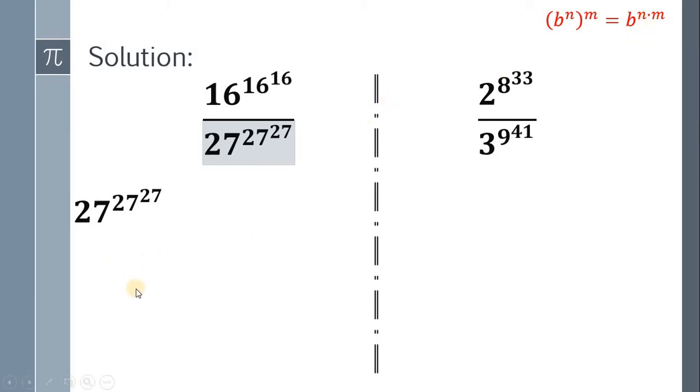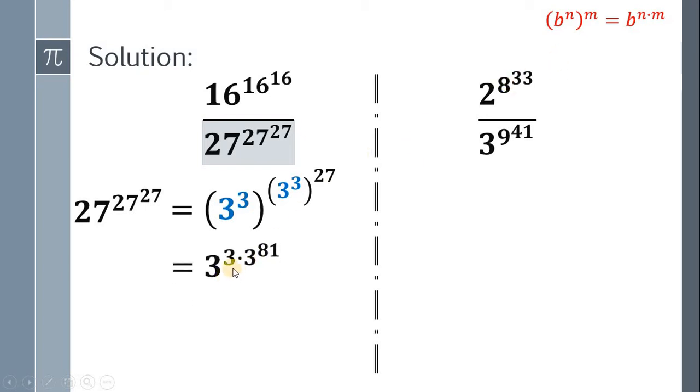Also, 27 is equal to 3 raised to 3. So we can substitute 27 by 3 raised to 3. And we have 3 raised to 3 raised to 3 raised to 3 raised to 27. Now, applying this law of exponent, we will have 3 raised to 3 multiplied by 3 raised to 81. Because 3 times 27 will give us 81. And 3 multiplied by 3 raised to 81.